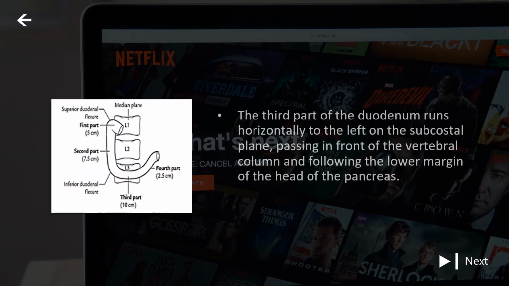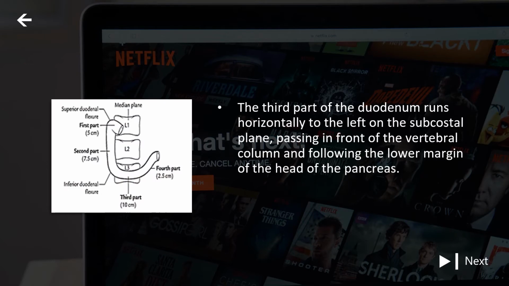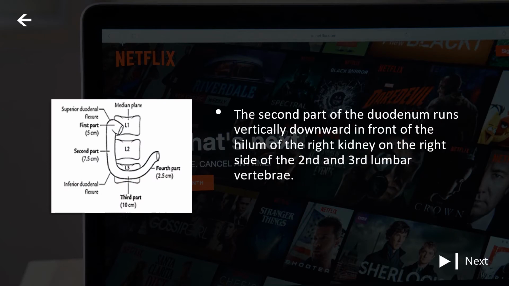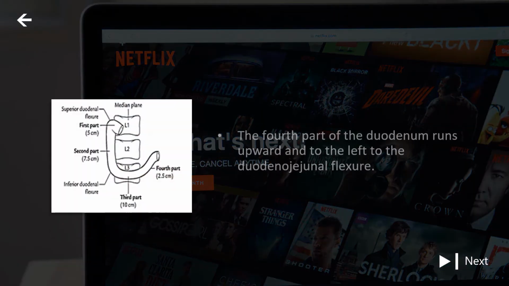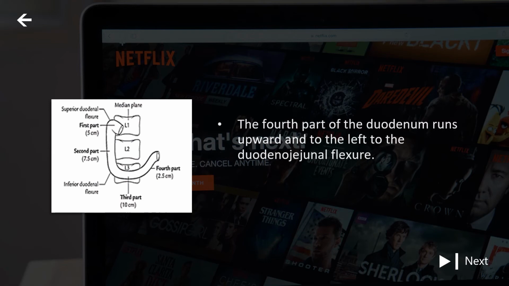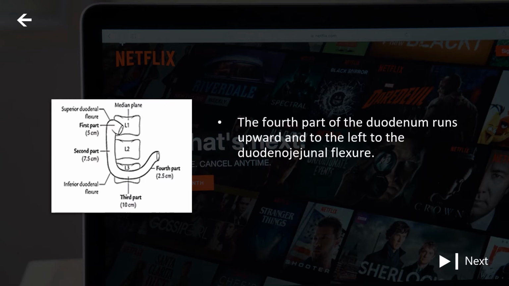The third part of the duodenum runs horizontally to the left on the subcostal plane, passing in front of the vertebral column and following the lower margin of the head of the pancreas. The fourth part of the duodenum runs upward and to the left to the duodenojejunal flexure. The flexure is held in position by a peritoneal fold, the ligament of Treitz, which is attached to the right crus of the diaphragm.